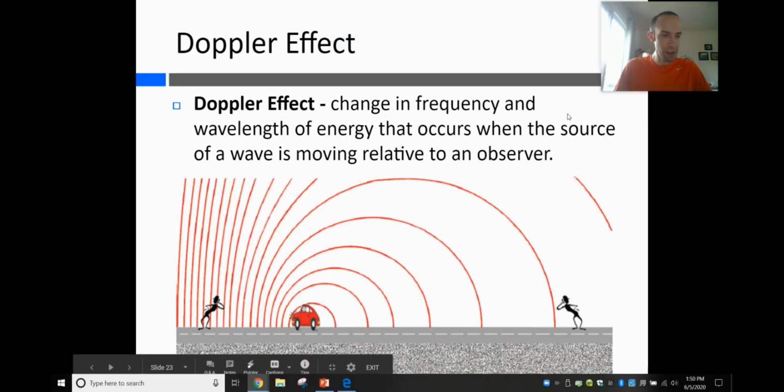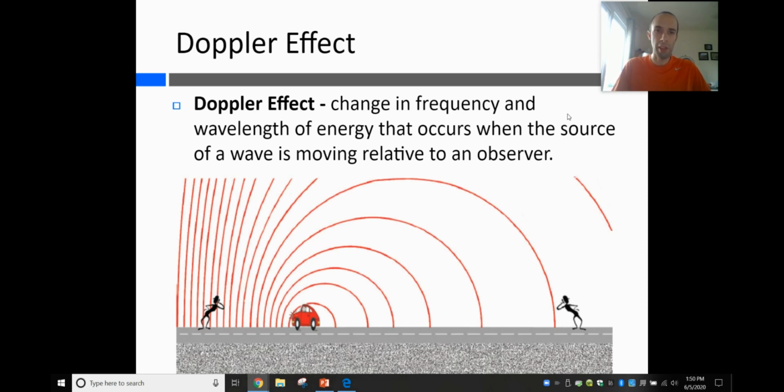All right, guys, we've made it to the last lesson of the year. We're going to talk about the Doppler effect today, and we'll conclude our astronomy unit and basically be done with Earth science for the year. So this is the last thing we're going to talk about.